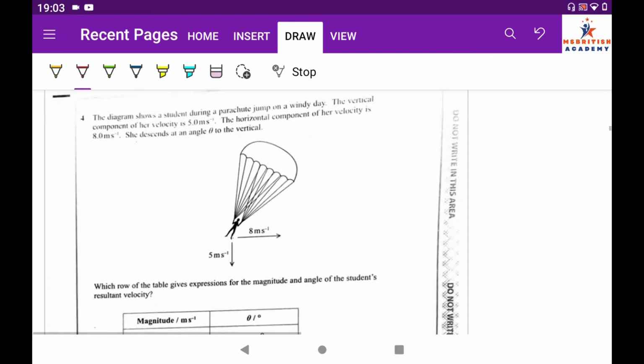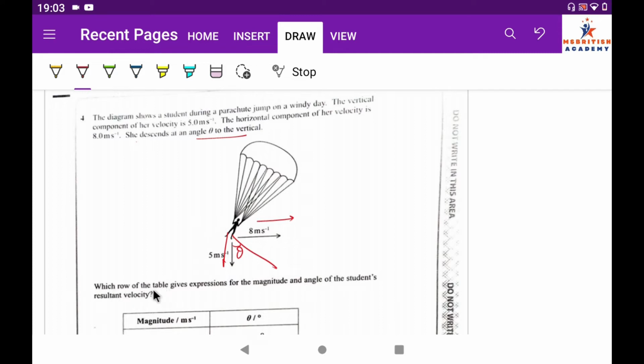Now see question number 4. The diagram shows a student during a parachute jump on a windy day. The vertical component of her velocity is 5 meter per second. This is the vertical component, and the horizontal component of her velocity is 8 meter per second in the right direction. She descends at an angle of theta to the vertical. The angle is from the vertical, so this angle is theta.